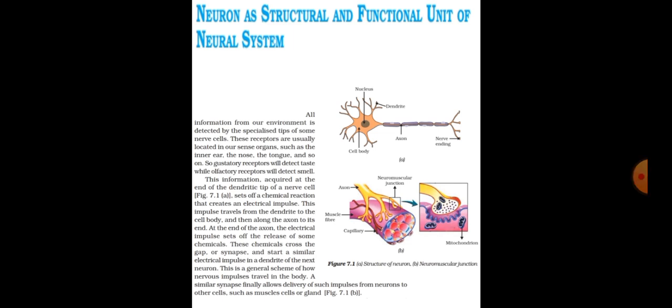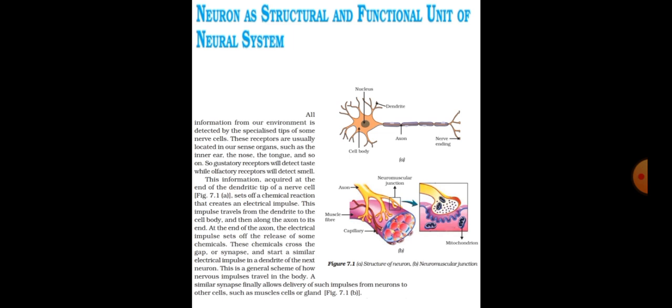All information from our environment is detected by the specialized tips of some nerve cells. These receptors are usually located in our sense organs such as the inner ear, the nose, the tongue, and so on. So, gustatory receptors will detect taste while olfactory receptors will detect smell.